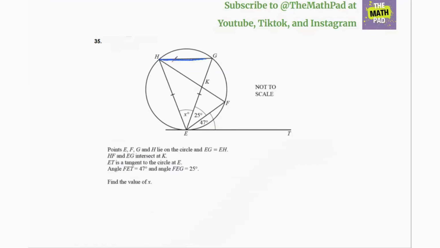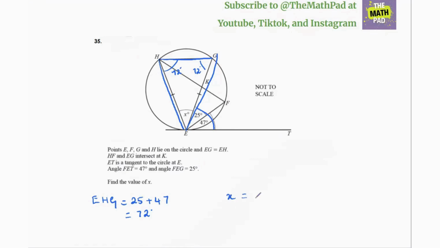This is a triangle inscribed in a circle, so you can use the alternate segment theorem. Some of this is going to come over here. So EHG is going to be 25 plus 47, which is 72 degrees. So this is 72 degrees. Since it's an isosceles triangle, this is also going to be 72 degrees.